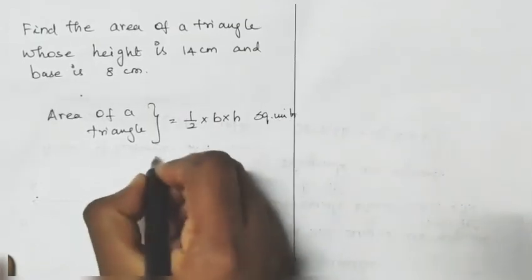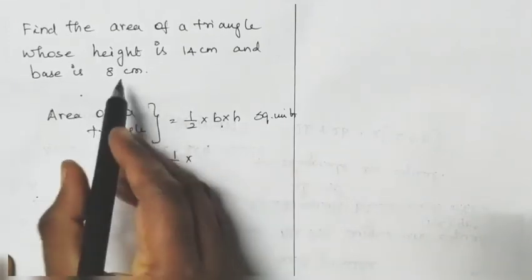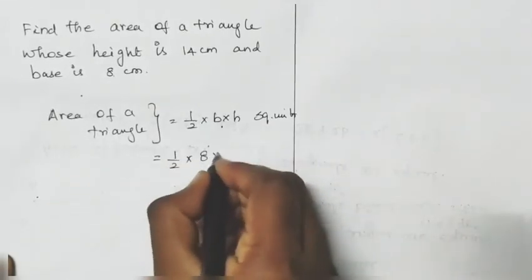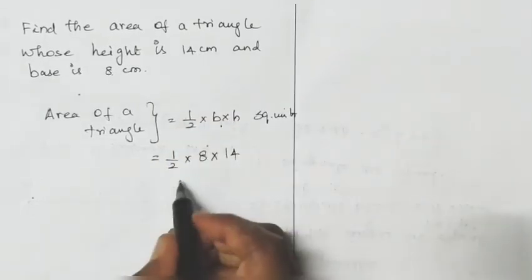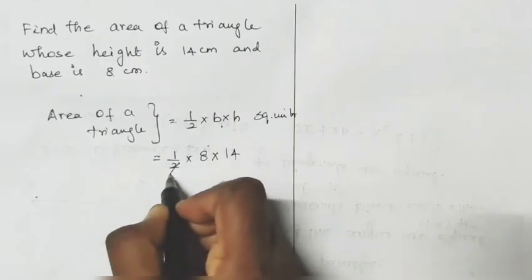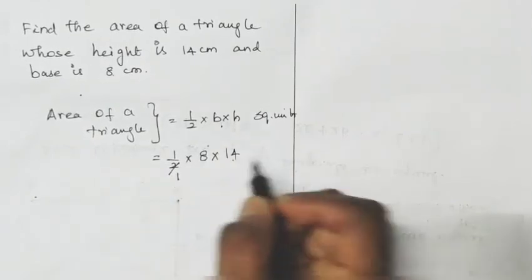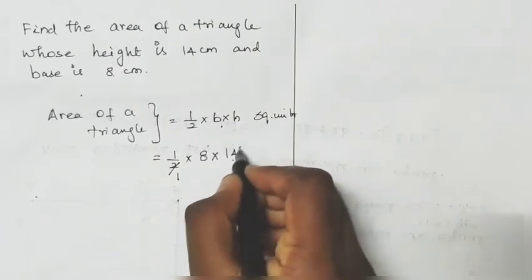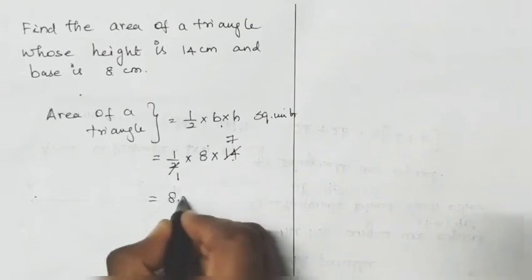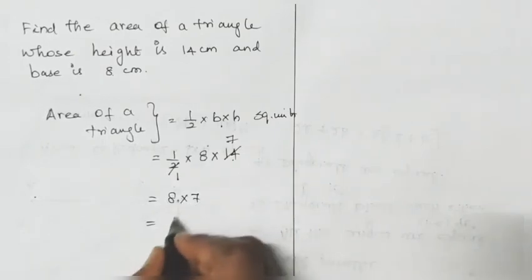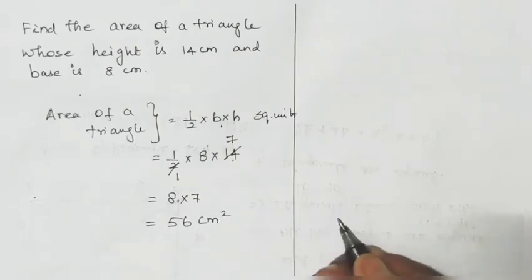Now substitute the values. Half into, what is the base value? Base is 8. So 8 into height. Height is 14. Now we can cancel. 2 ones are 2. Either we cancel 8 or 14. So here I am taking 14. 2 sevens are 14. Now it is 8 into 7. 8 sevens are 56 centimeter squared.